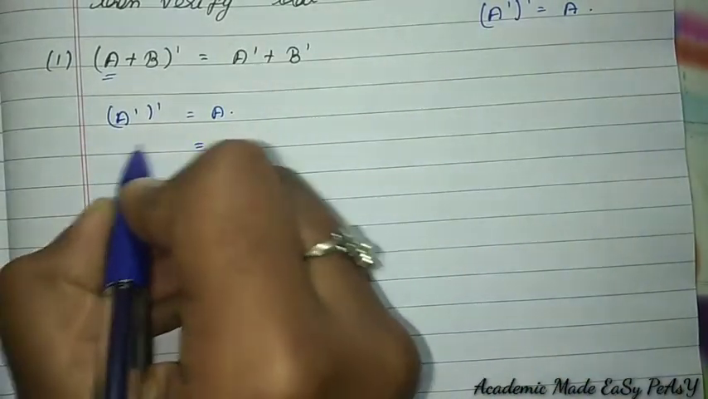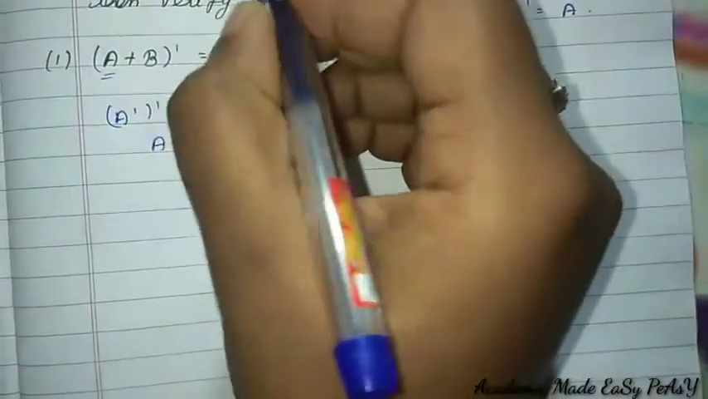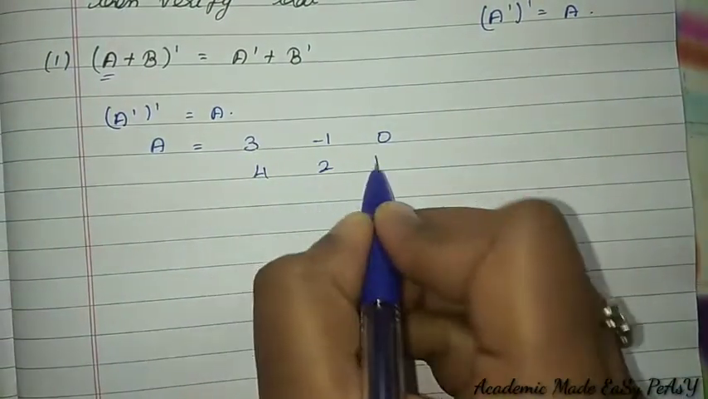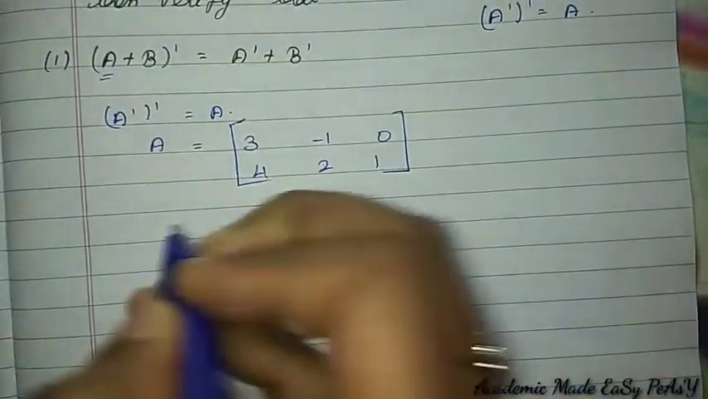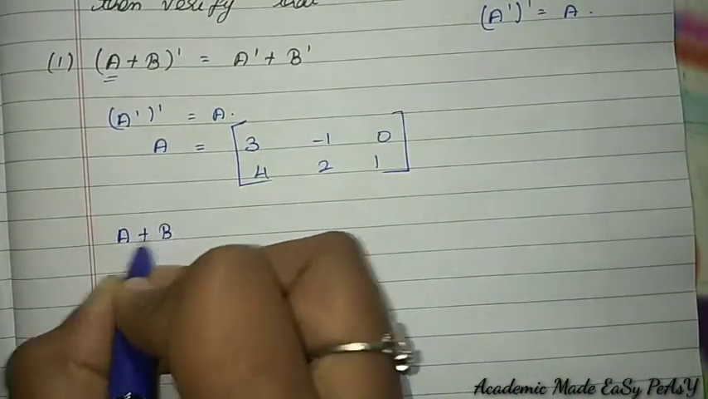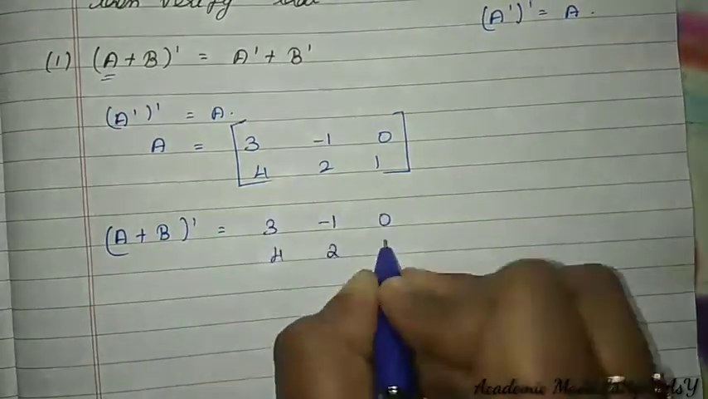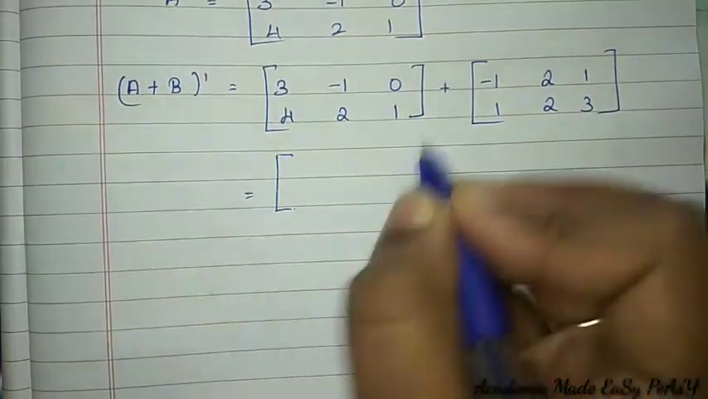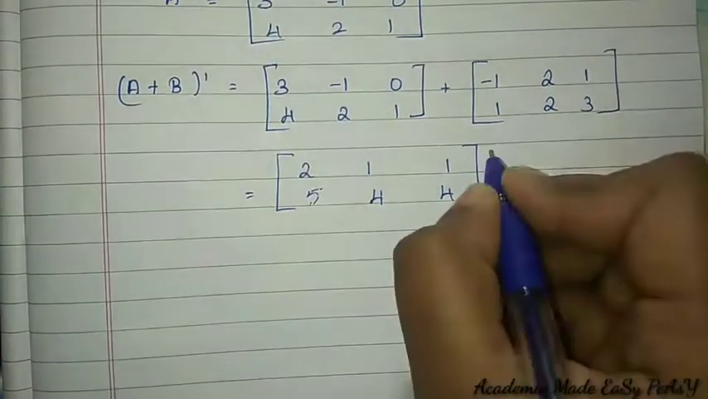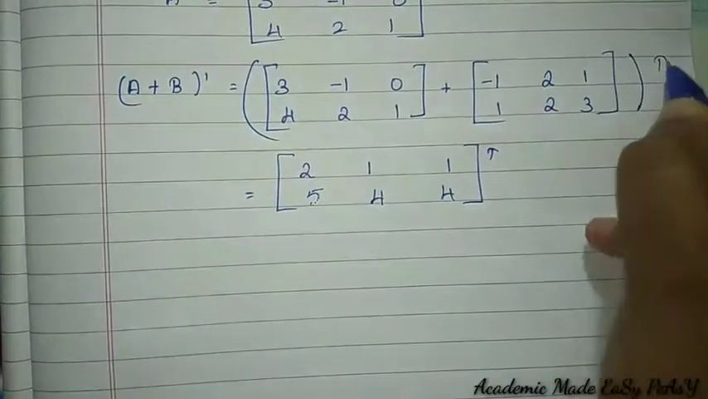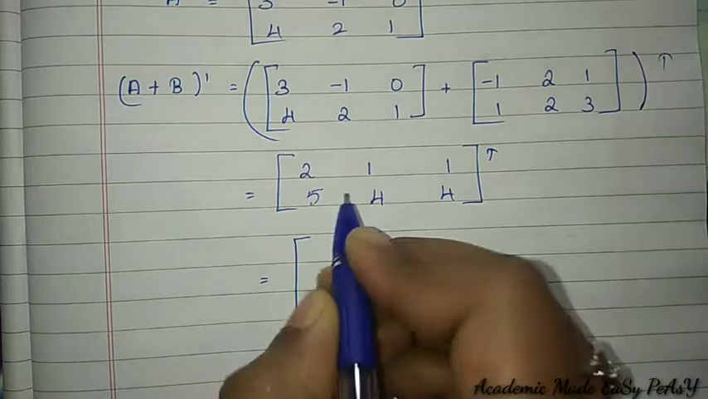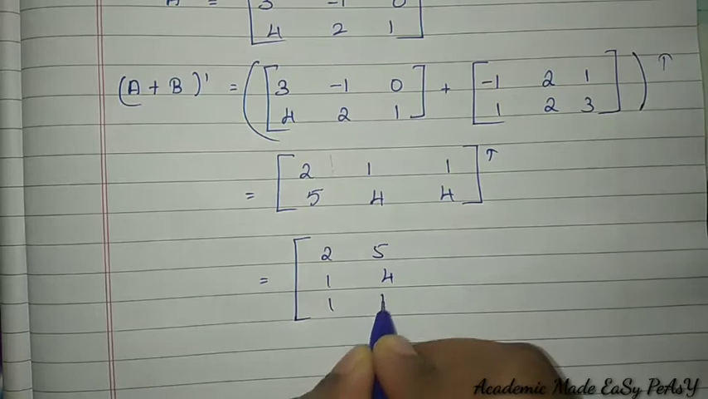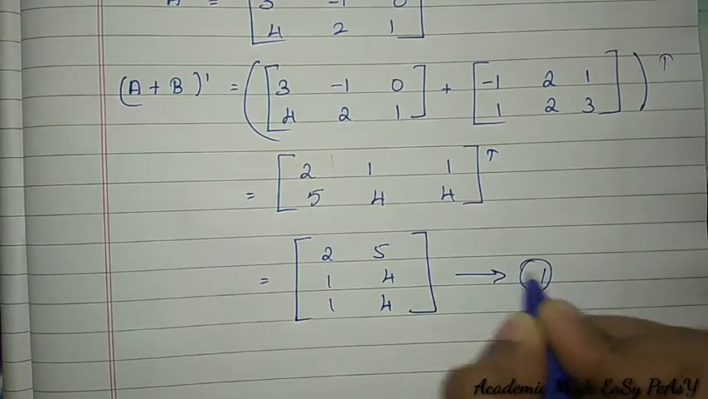So then A is equal to, I will change the column to row. So 1 minus 1 0 4 2 1. This is my matrix A. So now A plus B the whole transpose is equal. Directly I will start adding these two. So I will have. So now transpose. Now transpose means I have to change my column to row and row to column. So I will be changing each and every column to row. So 2 5 1 4 1 4. Let this be equation 1.